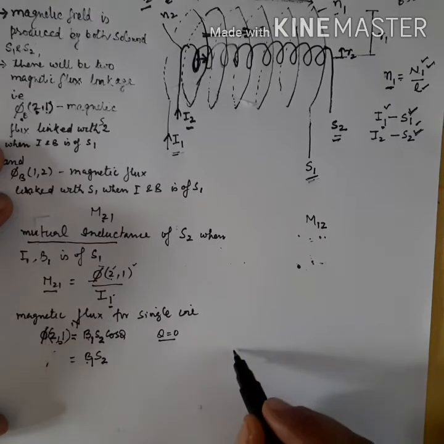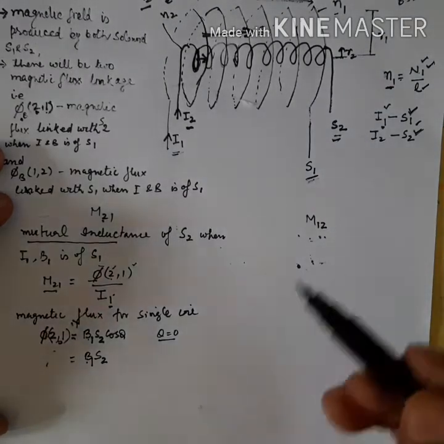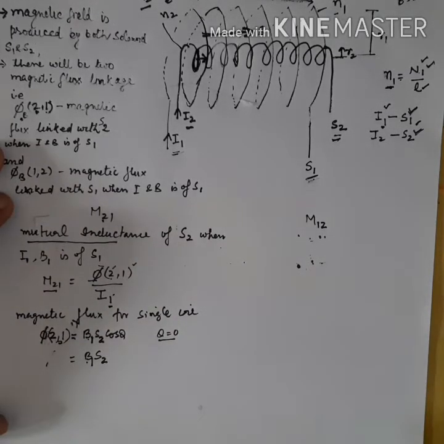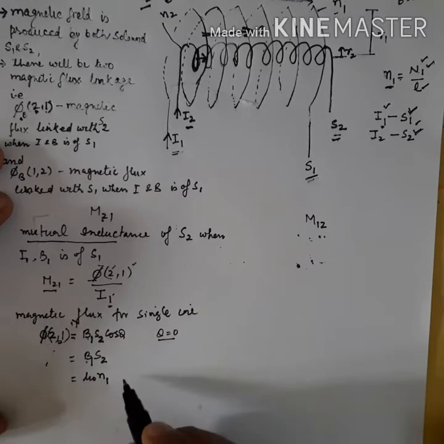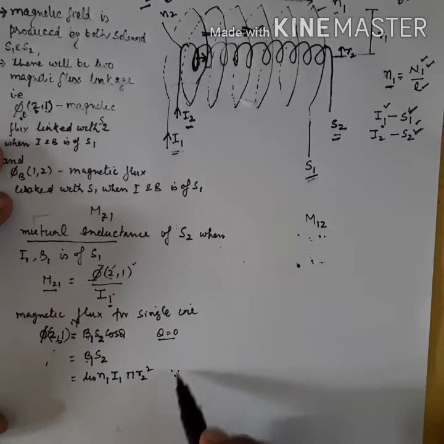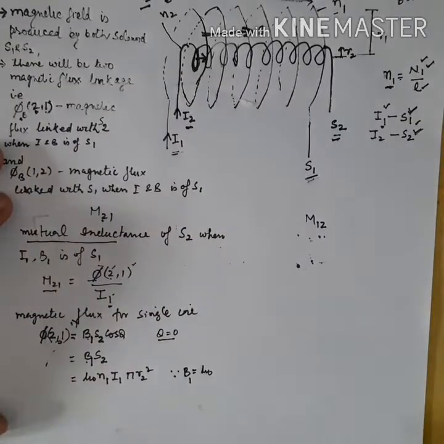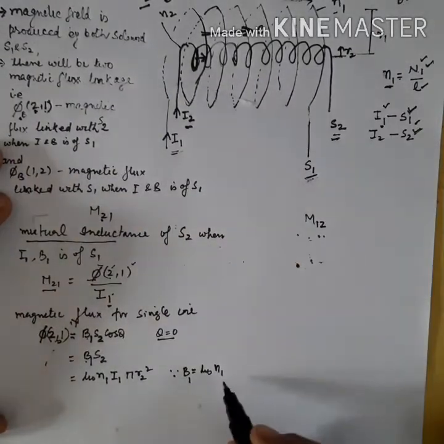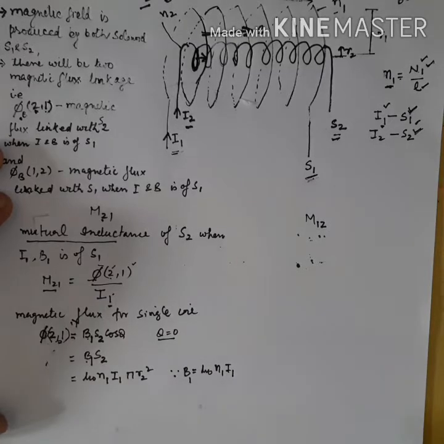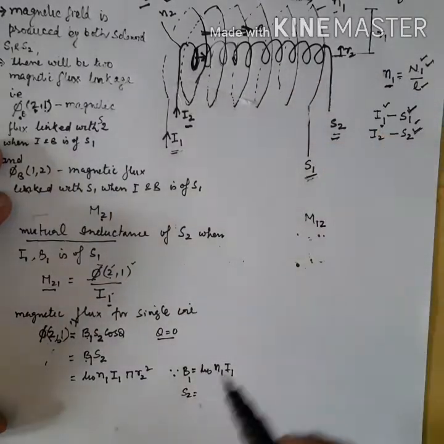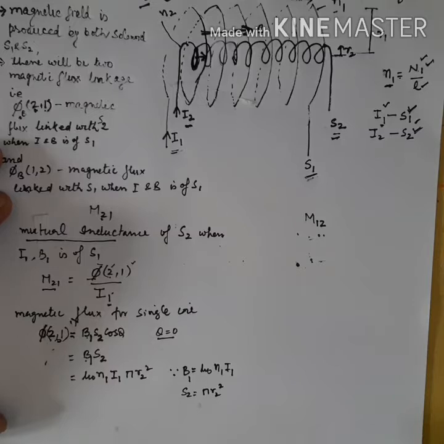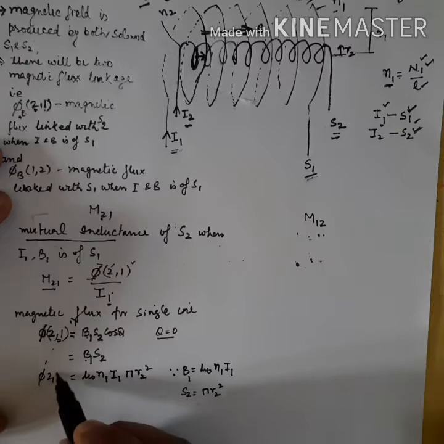Here we know that the magnetic field because of the solenoid is given by the formula mu naught N I. So here it is mu naught N1 I1, because of the first solenoid, where I1 is the current in the first solenoid. And S2 is the surface area of the second coil, that is pi R2 square, as R2 is the radius. So we put the values and we get this. This is the magnetic flux linked for the single coil.